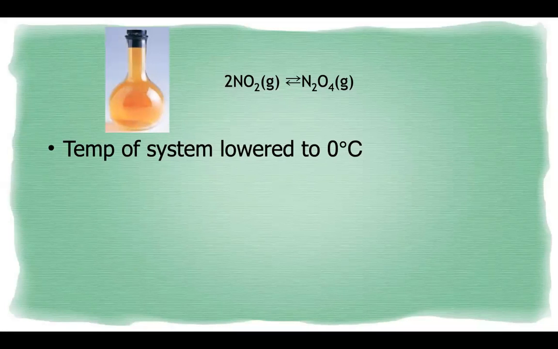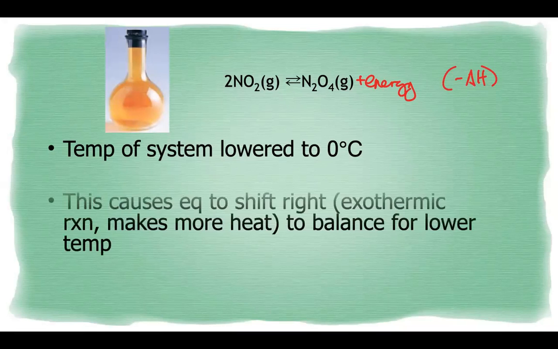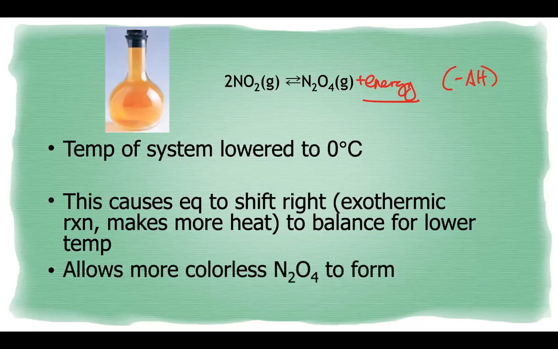The temperature of this system is lowered to 0 degrees C. Remember I said it's exothermic? So we have a negative delta H. We have energy on the right-hand side. Lowering the temperature of the system to 0 causes equilibrium to shift in the forward direction. It shifts to the right, because shifting to the right, we are producing more energy to make up for the low temperature. This allows more colorless dinitrogen tetroxide gas to form, which makes the color inside the flask a lighter brown color.